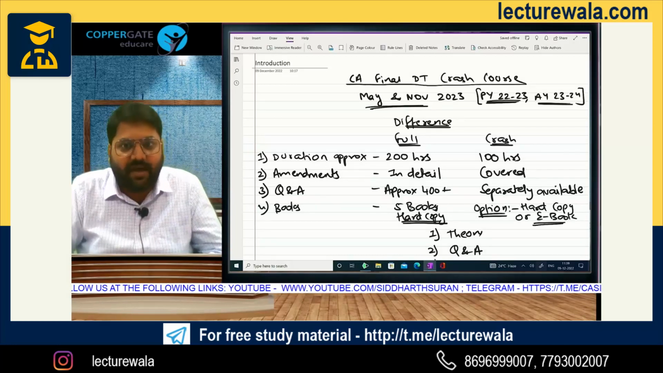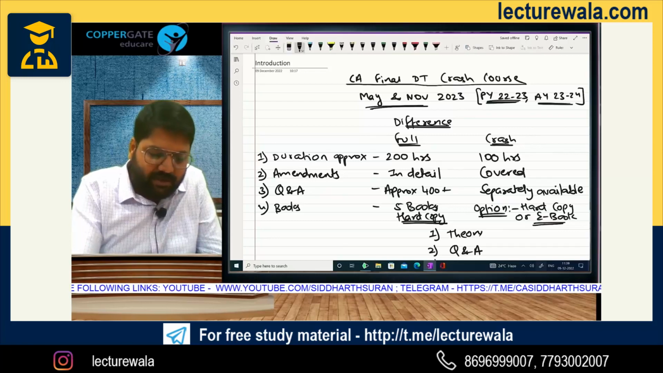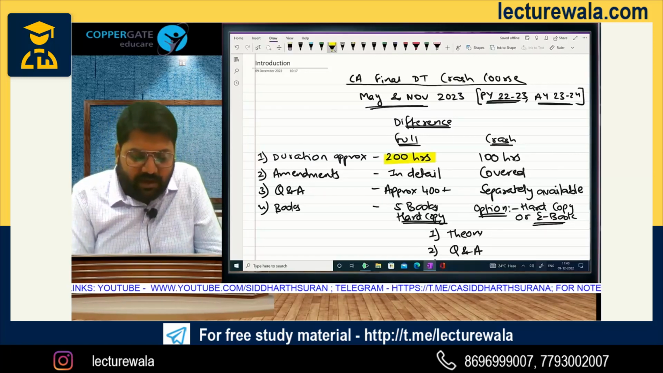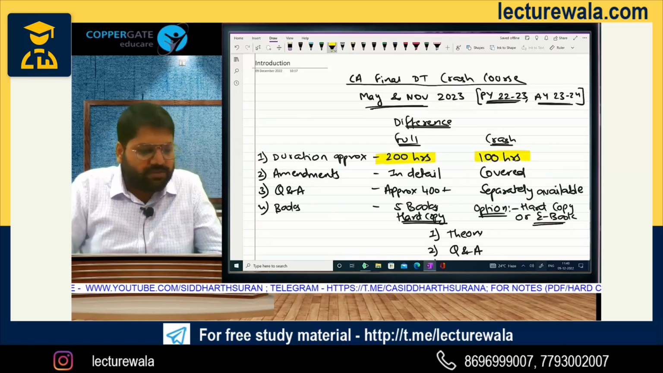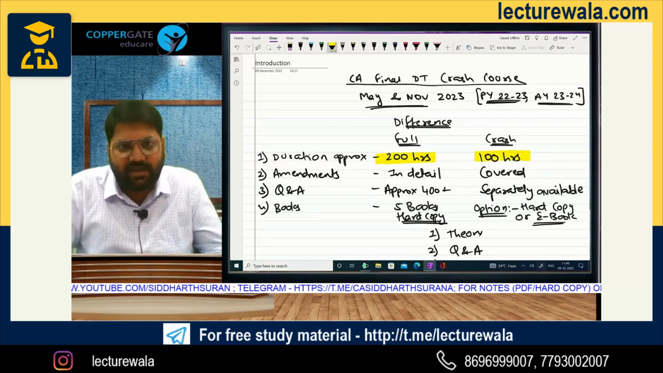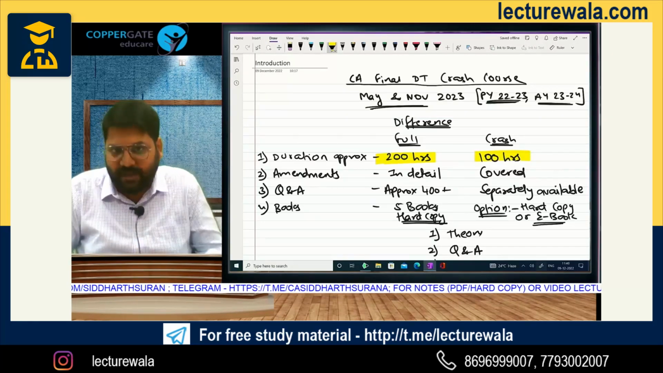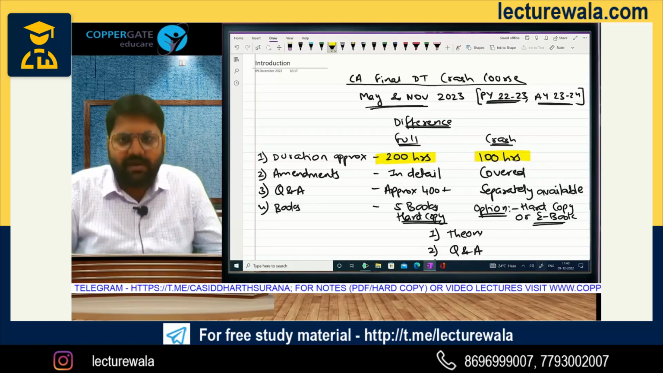Now that I have introduced myself, let me introduce the crash course. Primarily, how is this fast track going to be different from our full course? When we generally do a full course of CA Final Direct Tax, it's a very big subject, and we take roughly around 200 hours. In the crash course, the objective is to cut down the time to about 50%, so the duration is going to be roughly about 100 hours.